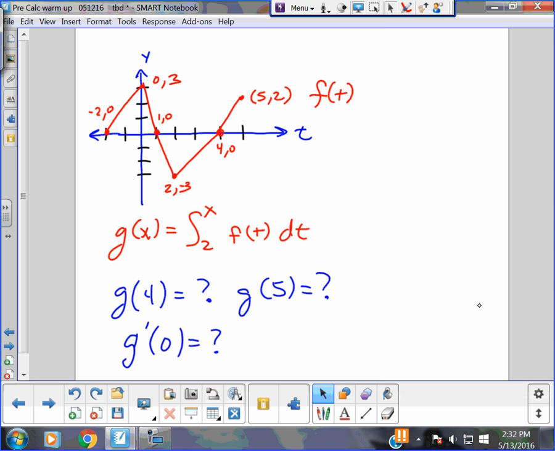Right, so what we have here is a graph of a function f of t. And I will tell you right now that it is 4 straight lines. I'll number them. One.